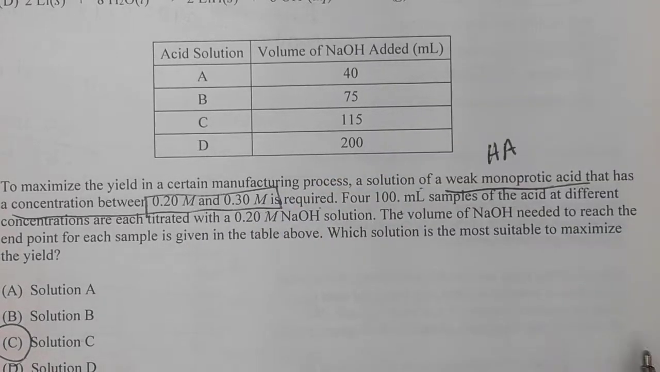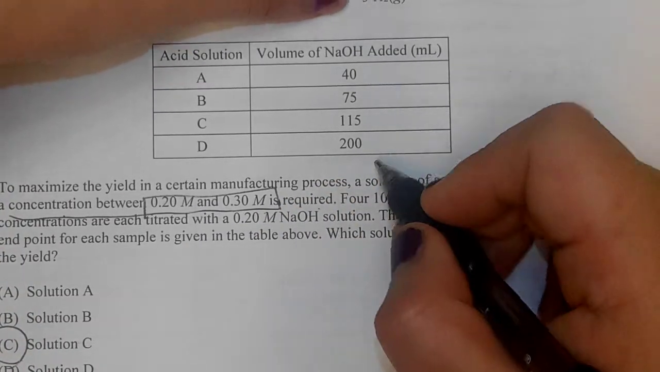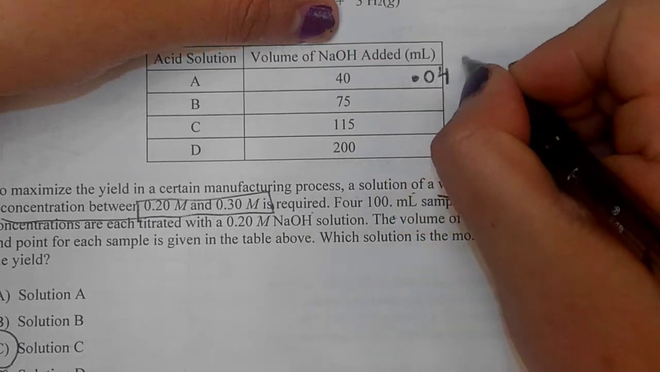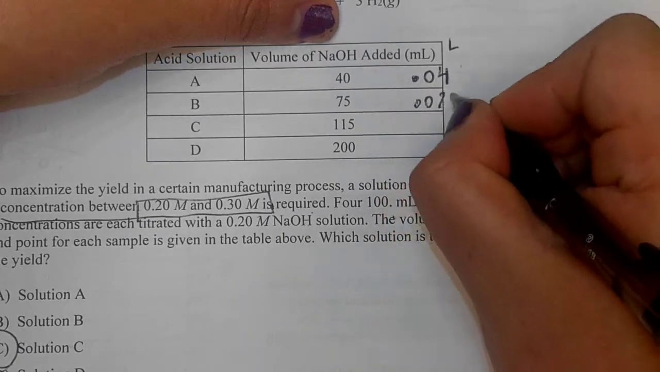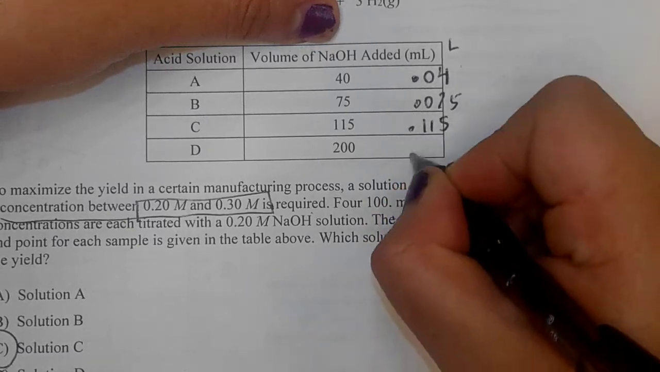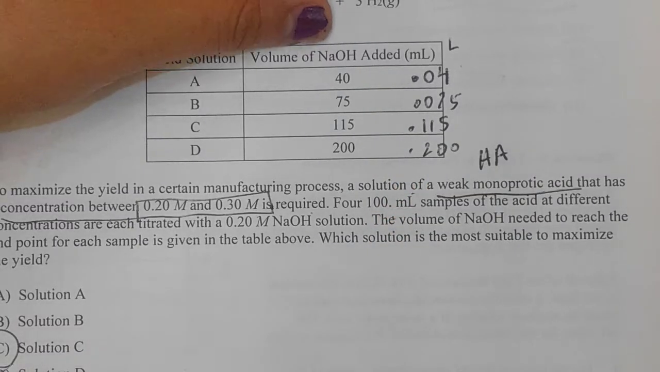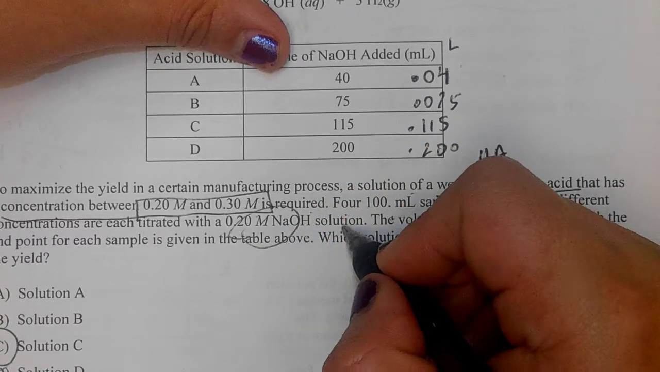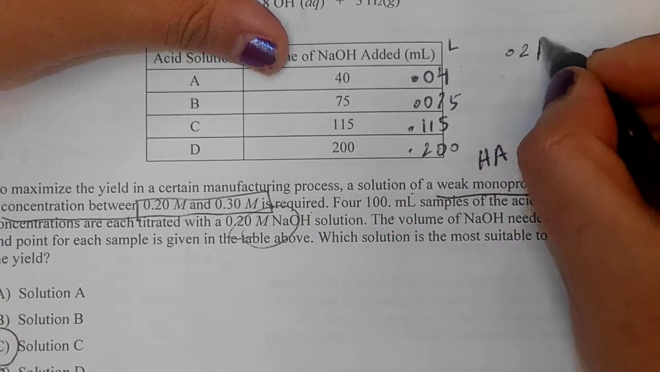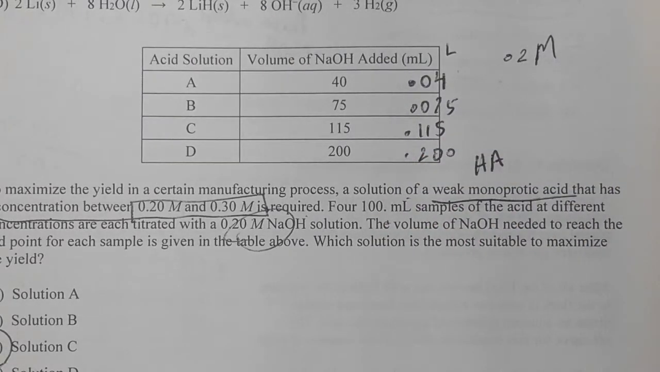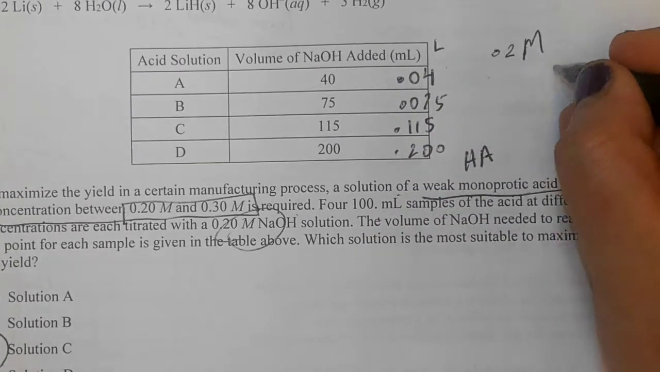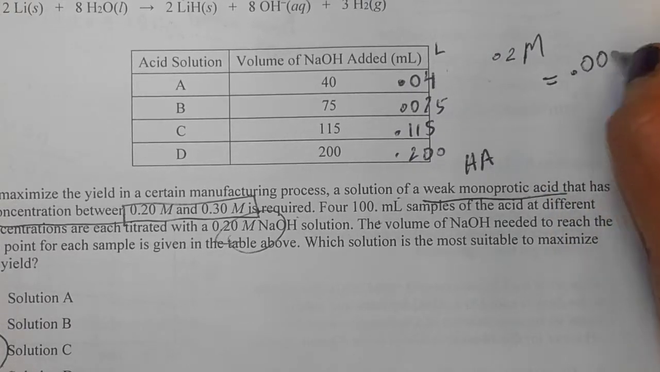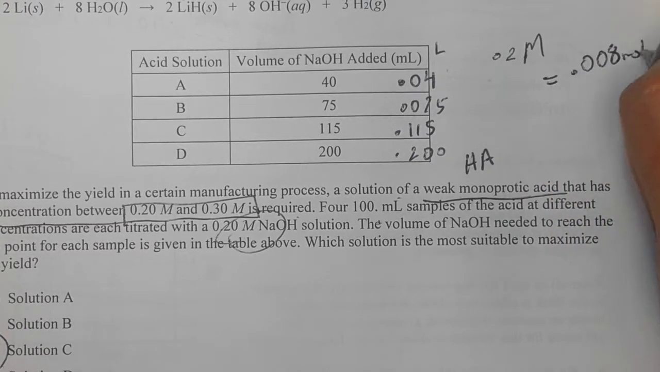Concentration of base in between this range. So let's take a look. These are all milliliters. First, I'm going to say that in liters it would be 0.04, liter, 0.075, 0.115, and 0.200. The molarity is given as 0.2 molarity. What do you think you're going to do? Mole. So that will give you 0.008 mole.